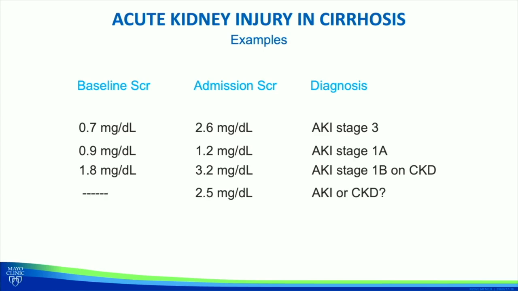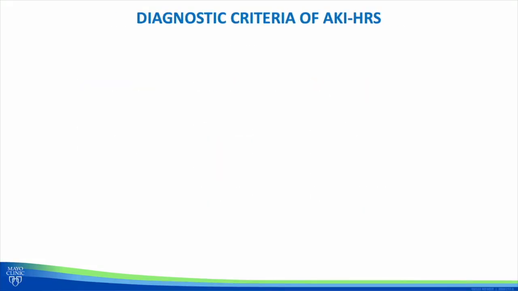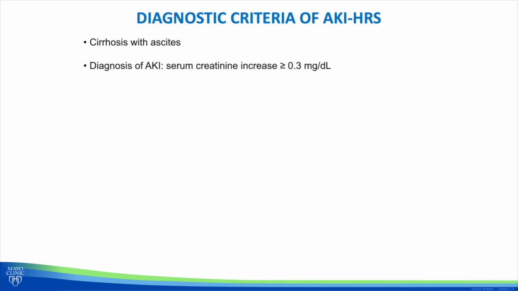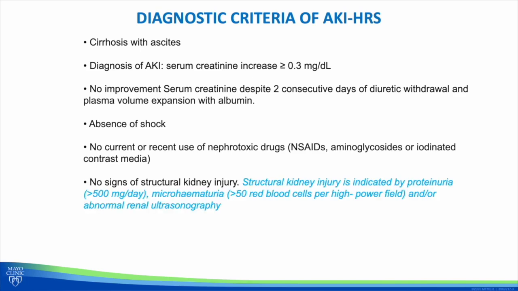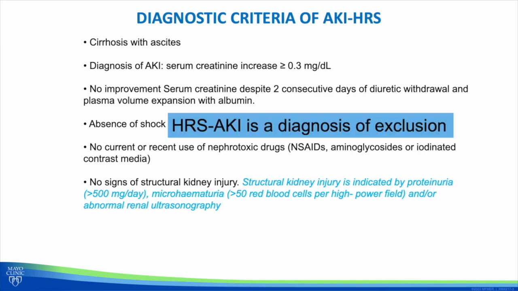But sometimes it's difficult. You don't have a previous serum creatinine. They come in with 2.5, then you're never quite sure. That requires more investigation. So these are the diagnostic criteria for hepatorenal syndrome. Patient has to have cirrhosis with ascites. Serum creatinine has to go up greater than 0.3. You want to rule out other causes of acute kidney injury. So you replace volume. You've replaced volume for 2 consecutive days, and the creatinine is still not better. So you've ruled out hypovolemia.